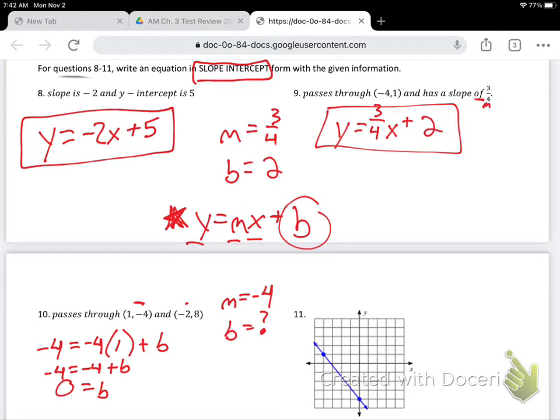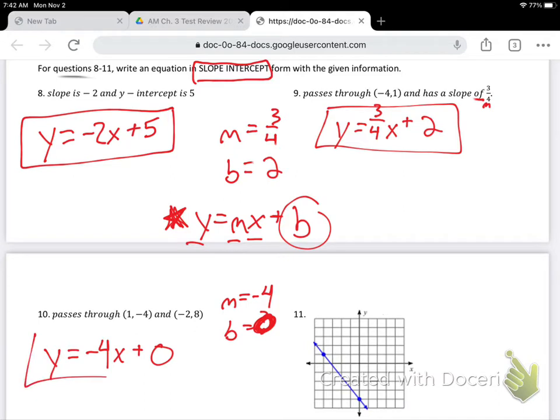All right? So then my very final answer, since b is equal to 0, y is equal to -4x. You could leave it just like that. If you wanted to add the 0, you'll not get points marked off. That's your final answer. All right.